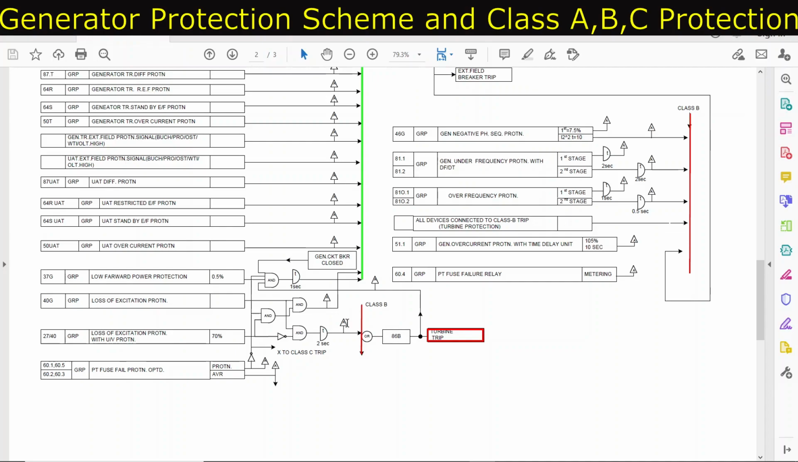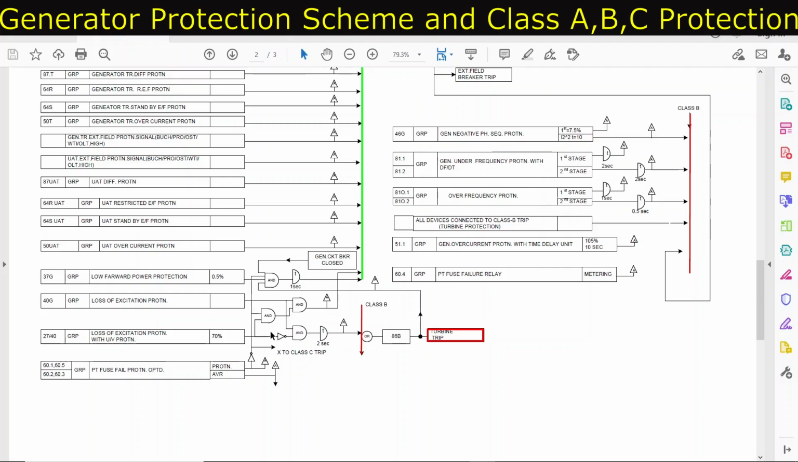This is class B protection. In class B, what happens? The turbine trips. So you can see here low forward power protection, loss of excitation protection 40G, under voltage protection at 70%. This is the setting value. PT fuse failure, generator negative phase sequence protection, generator under frequency protection df/dt, over frequency protection, generator overcurrent protection with time delay unit, PT phase failure. All these settings come under class B.